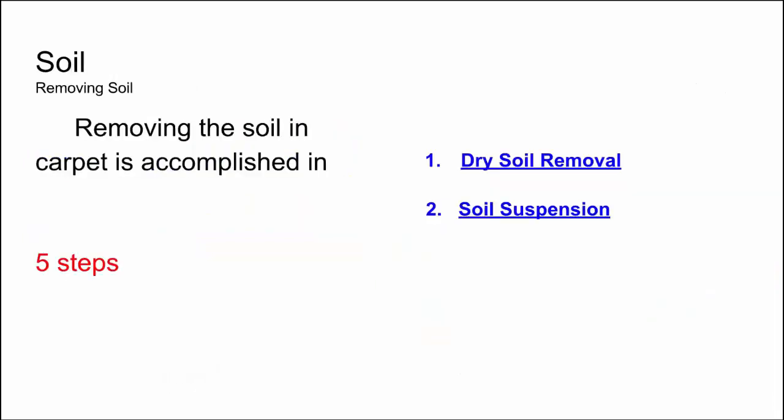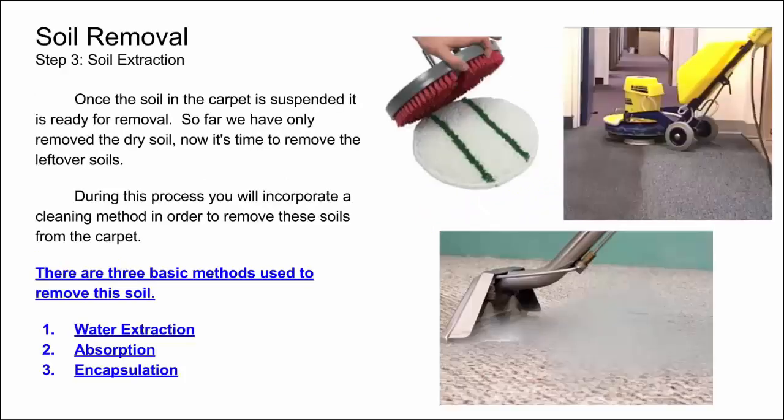Next for removing soil is going to be soil extraction. So far we've removed the dry soil, we've suspended the soil in our solution, so it's now time to extract it. So how do we remove the soil? There's basically going to be three types. There's water extraction, where we're rinsing the soil out. There's absorption, and there's encapsulation. Each of these methods, if used efficiently, work, but you need to make sure that you're doing it properly.